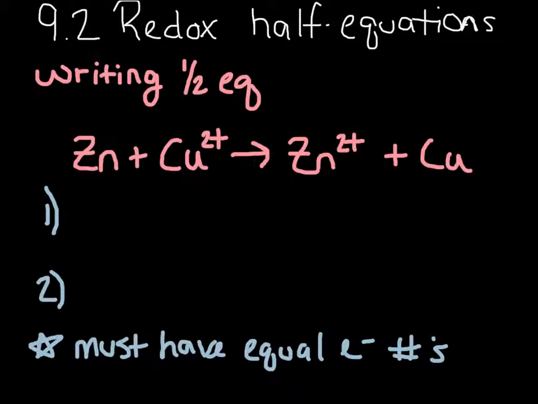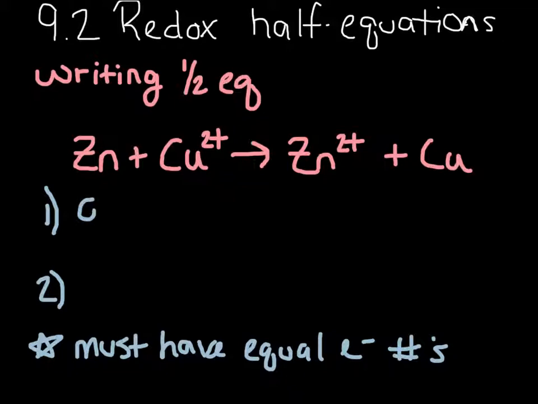There are two steps you want to do in order to determine the half equation. Here we have zinc plus copper 2 plus gives us zinc 2 plus plus copper. First step: what we'd like to do is to determine your oxidation numbers as we had learned in 9.1.